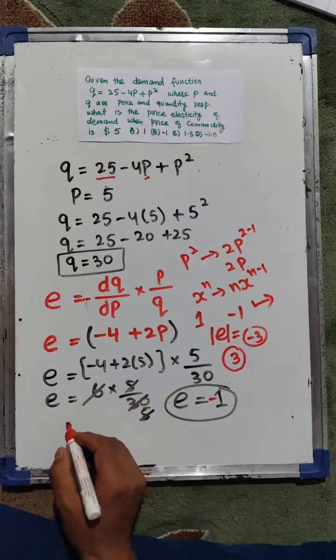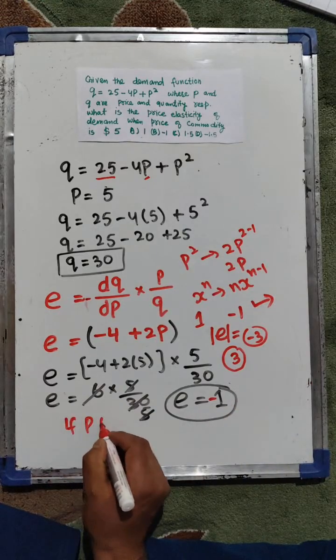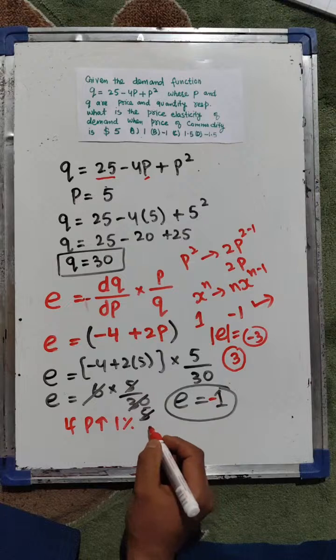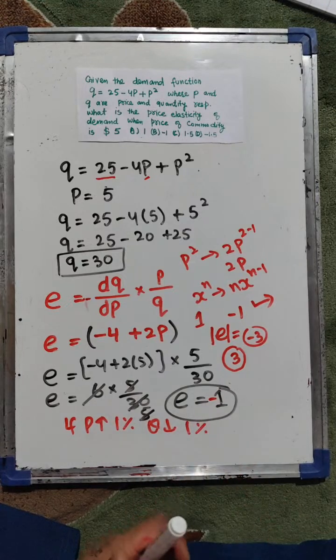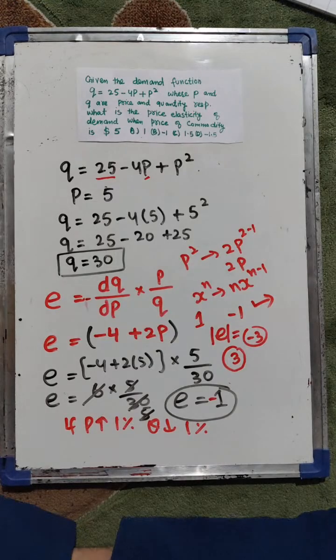In this case, it simply tells us if price increases by 1%, quantity demanded will decrease by 1%. There is a one-to-one relationship, rather an inverse relationship, between price and quantity.